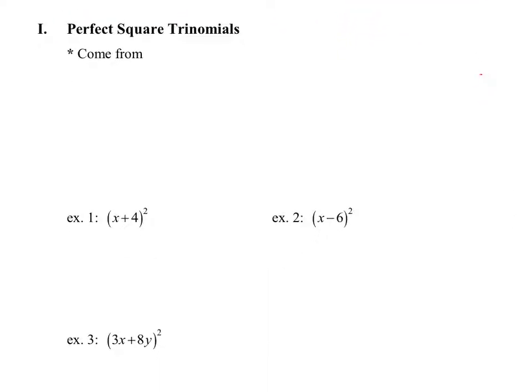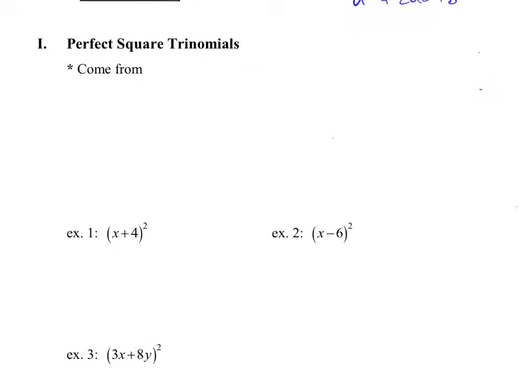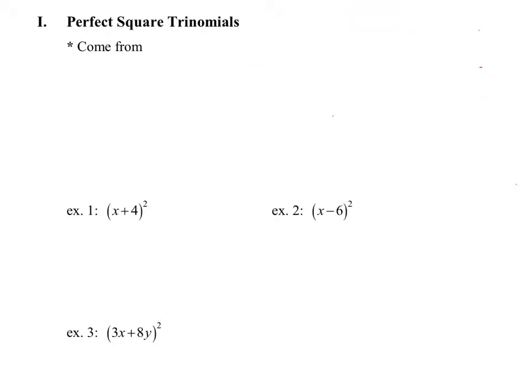Okay, perfect square trinomials. Here's the new stuff. Perfect square trinomials come from squaring a binomial.